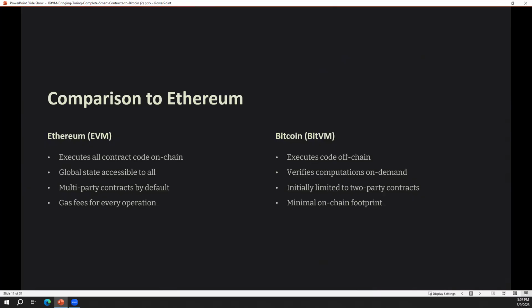In effect, BitVM moves Bitcoin towards layer 2 smart contracts, analogous to how rollups work on Ethereum, but tailored to Bitcoin's conservative design. A BitVM contract can be seen as a custom layer 2 for the specific application, anchored by Bitcoin's security only when needed.